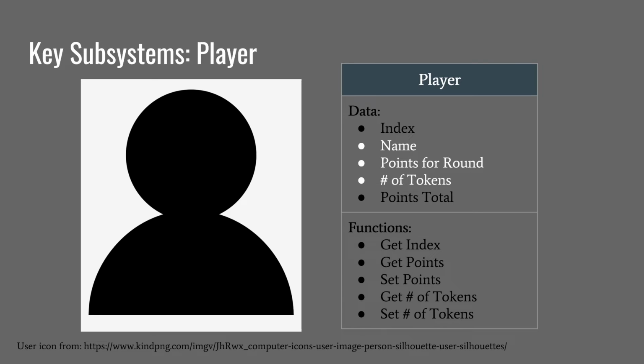One of our key subsystems is the player. This subsystem will hold the important values for each separate game player within the game. The data attributes of name, points, and number of tokens will be shown during gameplay.